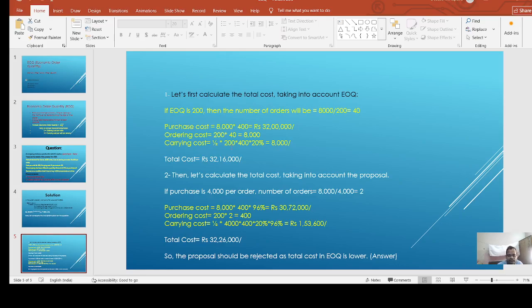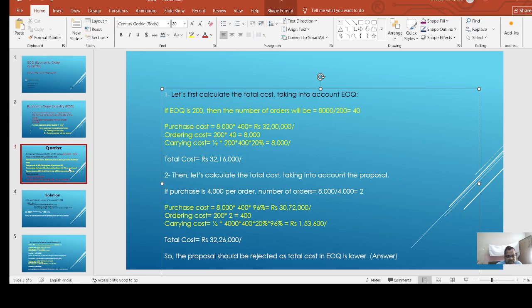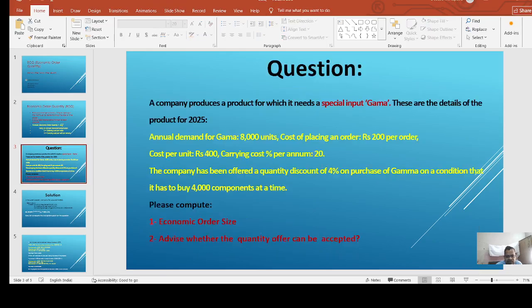Okay, so here it says per unit half multiplied into 200. What is this 200? 200 is the EOQ level. How many units? 200 units. Here 400 is the unit cost into 20%, or 20% is the carrying cost. Here see that carrying cost per annum is 20%.